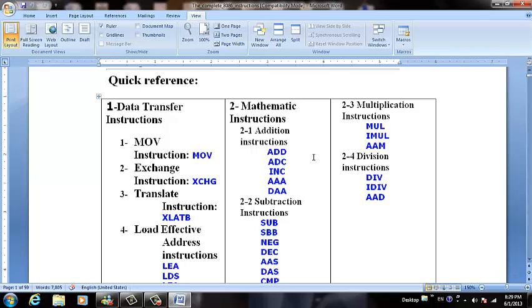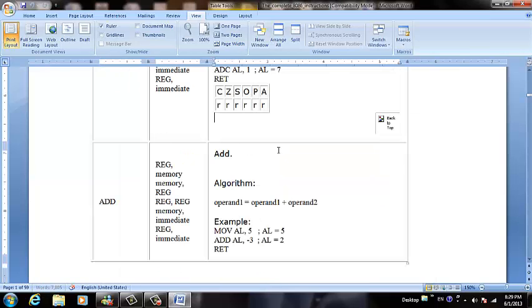The mathematic instructions include addition, subtraction, multiplication, and division. Let us start with the addition instructions. You place the cursor on the add, for example, the first instruction, and press control and place, and that will take you to the add instruction. The add instruction adds the source to the destination and stores the result in the destination.